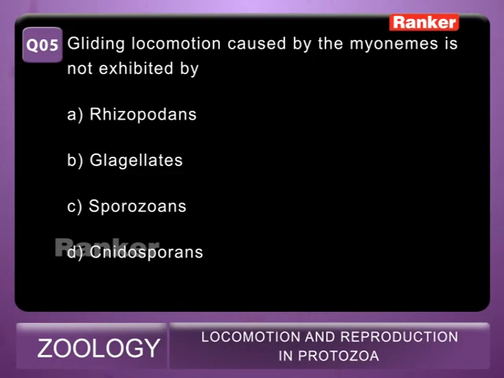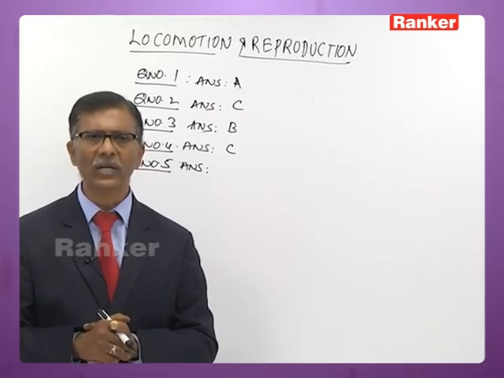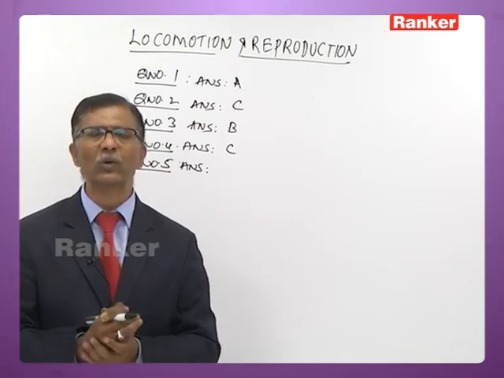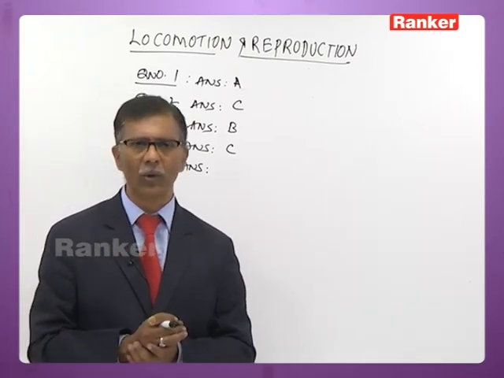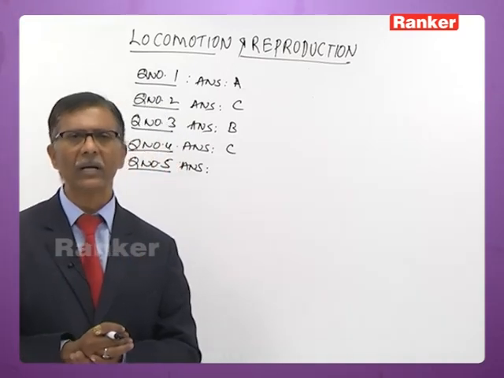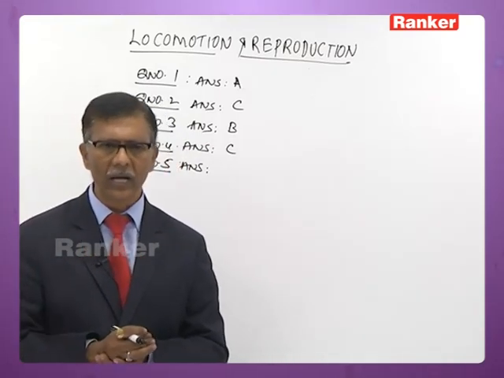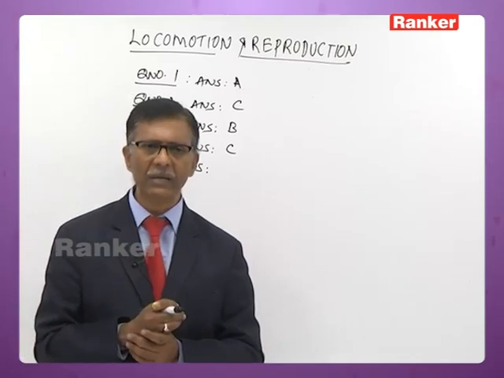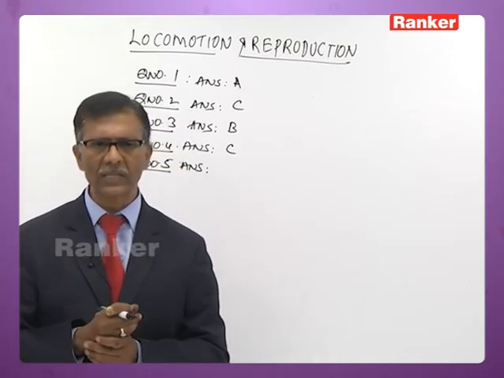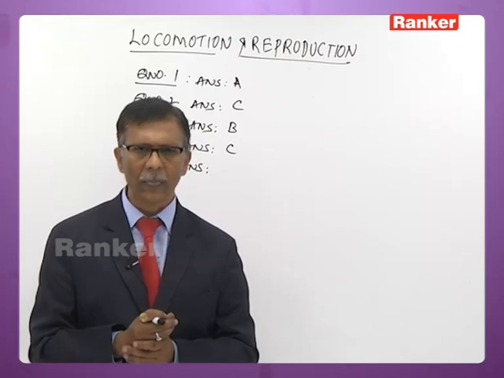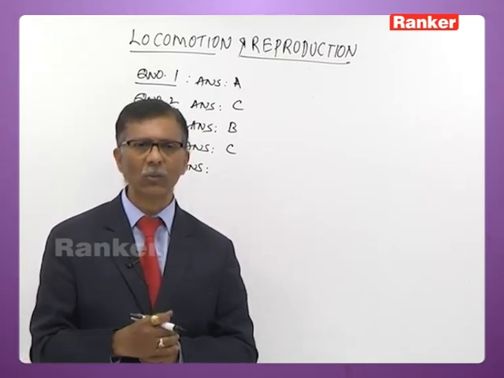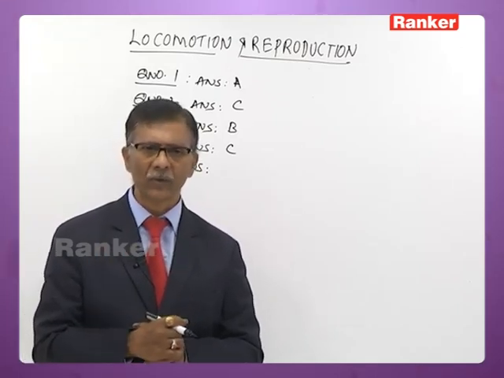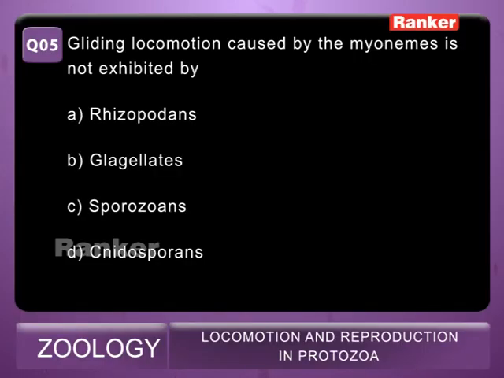A. Rhizopods, B. Flagellates, C. Sporozoans, D. Cnidosporans. Okay, so gliding locomotion is not noticed in rhizopods because rhizopods mostly move with the help of pseudopodia. Rhizopods like amoeba, entamoeba, they move with the help of pseudopodia. So it is not exhibited by rhizopods whereas it is exhibited by all the other 3 groups of organisms. So fifth question correct answer is A. Rhizopods.